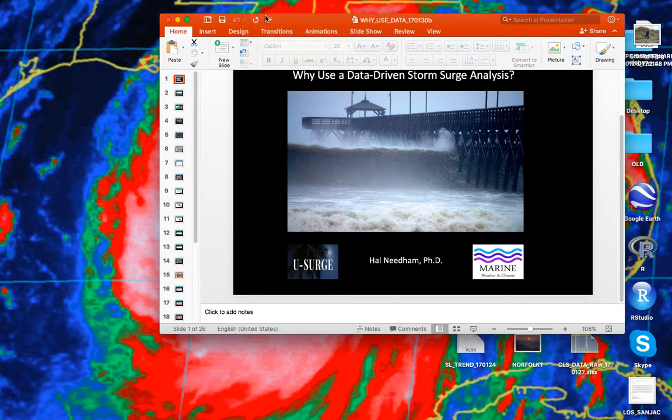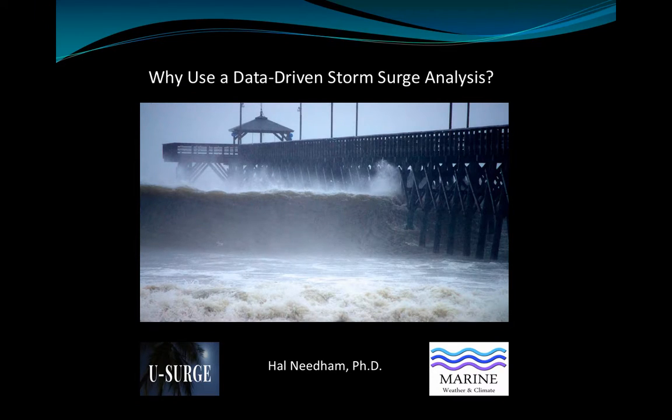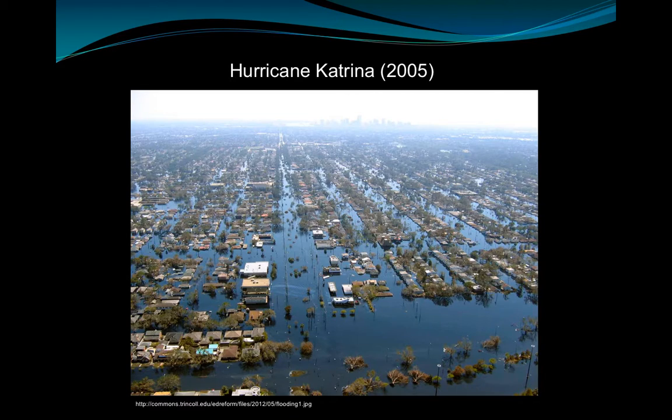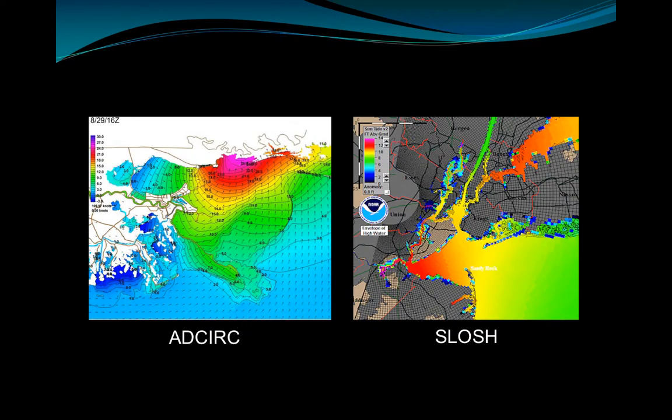This is Dr. Hal Needham with a brief presentation called Why Use a Data-Driven Storm Surge Analysis. Storm surge is a catastrophic natural hazard. Traditionally, to understand storm surge risk, we've used models. In the US, some of the most popular storm surge models are ADCIRC and SLOSH.